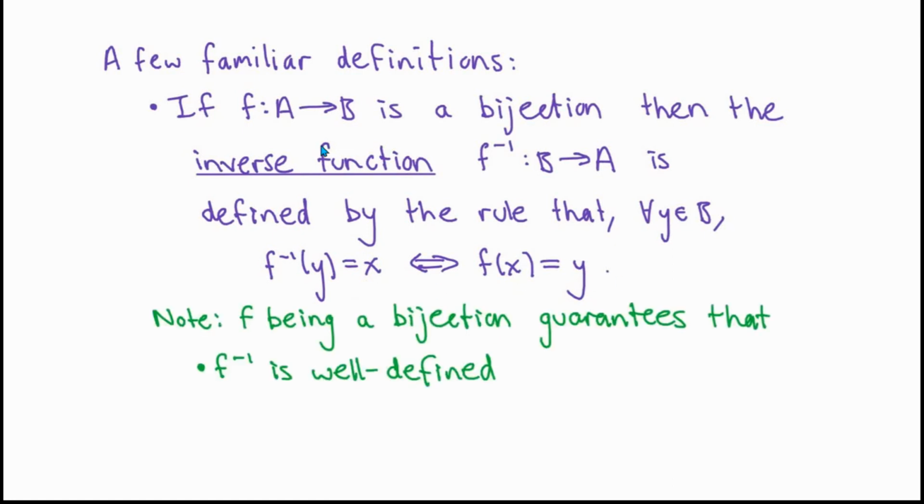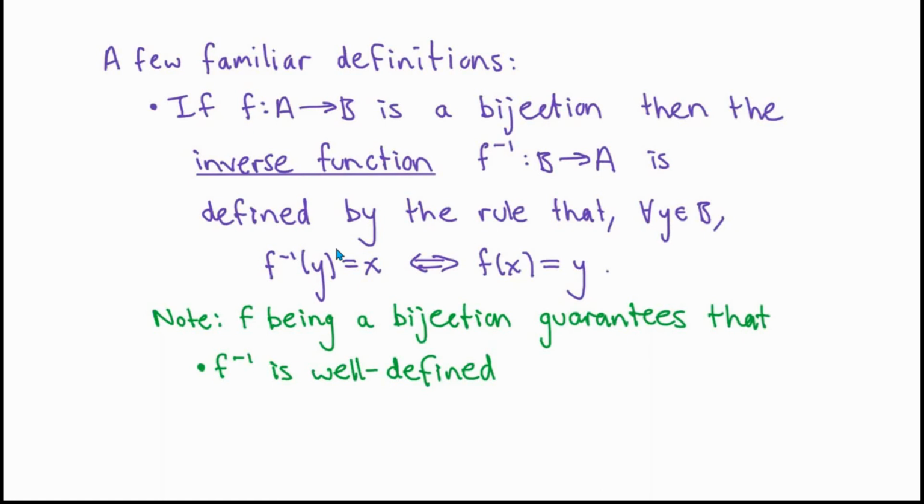The assumption that f is a bijection is important, and it guarantees two important properties of the inverse function. Number one, it guarantees that the definition here actually makes sense, so that the inverse function is well defined. If you think about it, if f were not surjective, then if you tried to plug a value of y, which was not in the range of f, into the function f inverse on the left-hand side, then you would have no way to find a value of x which satisfies the equation on the right-hand side. In other words, f inverse wouldn't actually be defined at such a point.